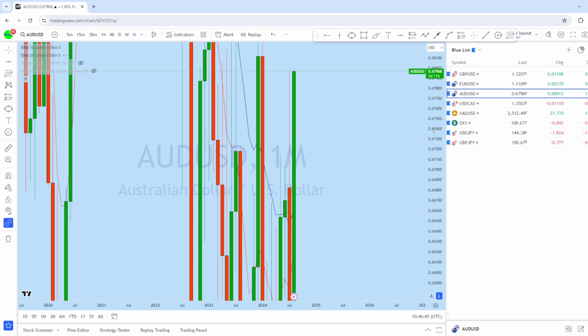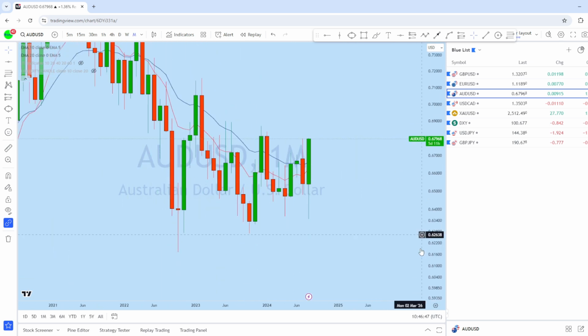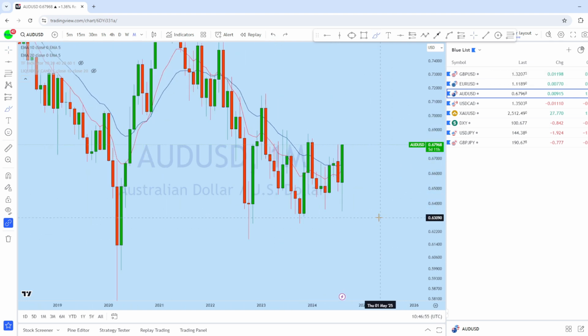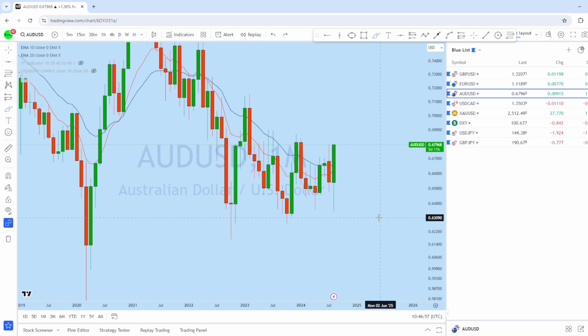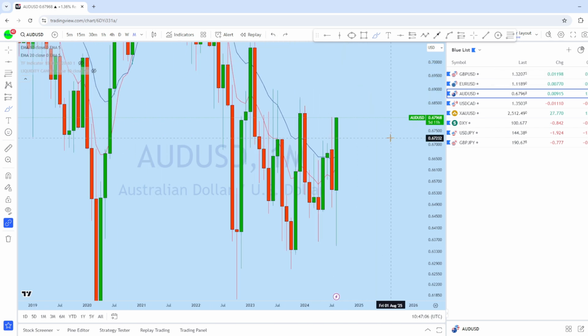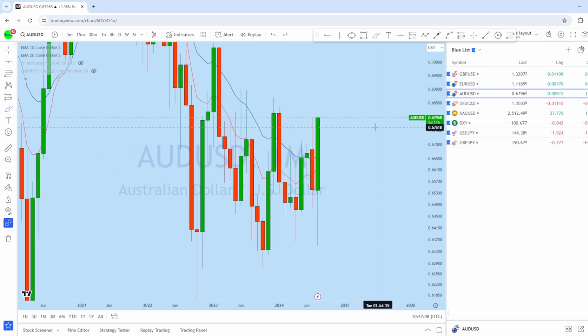Looking at the monthly chart on AUD USD, we can see that this is the monthly impulse on AUD USD with a very strong momentum to the upside. And with this monthly impulse on AUD USD, the candle currently above this resistance level, expecting AUD USD to remain bullish to create a new higher high. So this is a bullish market.